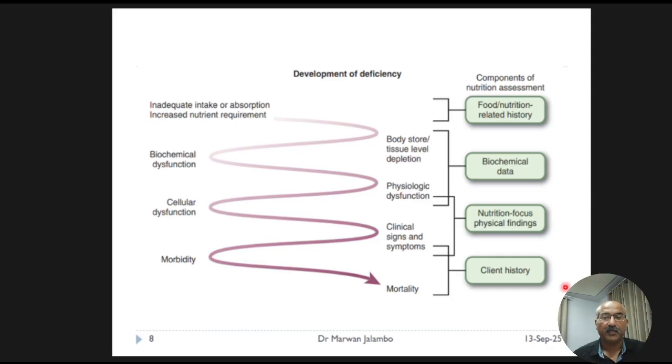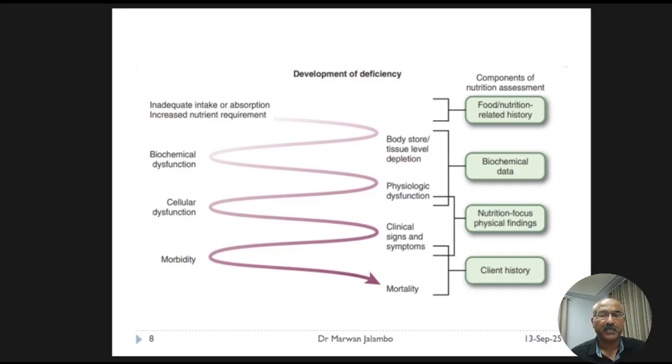In this figure, when intake is inadequate or requirements are significantly increased, a nutritional deficiency can develop over time. This figure shows the typical progression and, importantly, how our different assessment methods can detect the problem at various stages. It starts with inadequate intake or absorption, or an increase in nutrient requirements. Initially, the body might adapt, but if the deficit continues, we see depletion of body stores and tissue levels.